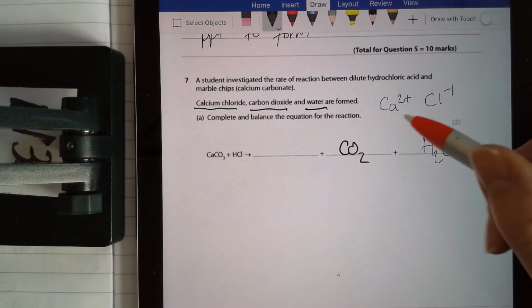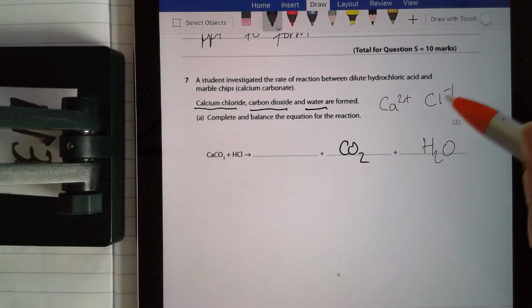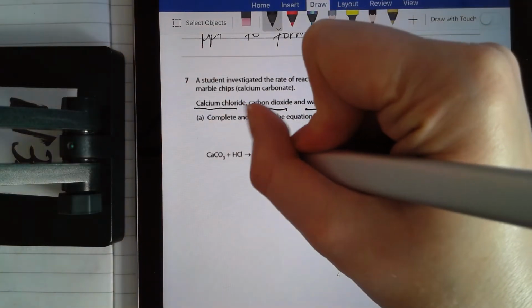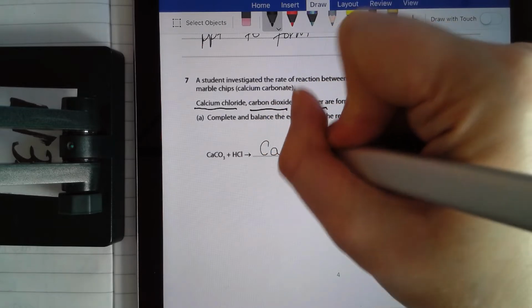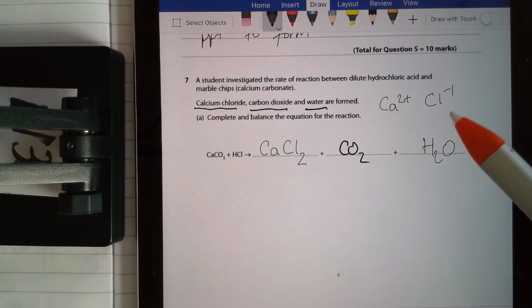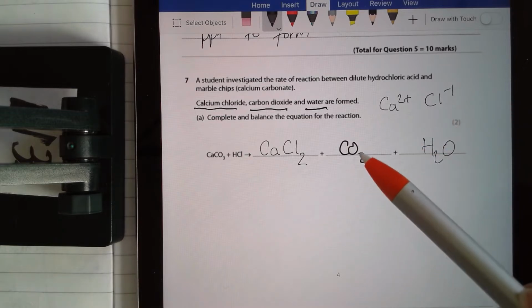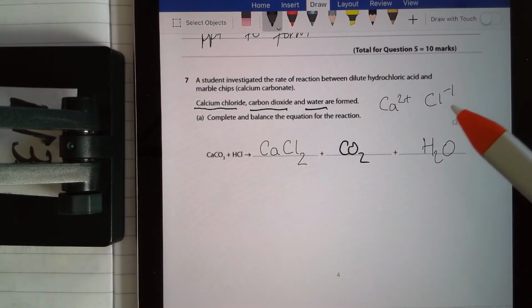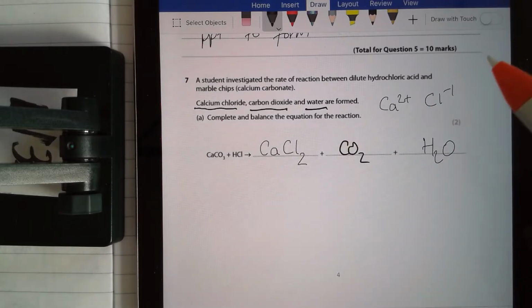I've got 2 positive charges. That means I need 2 negative charges. So I need 2 chlorines, and I'm going to write it as Ca, Cl, and a little 2. I'm using a small 2 because it's a chemical formula. They're actually bonded to each other. So once I've drawn this all out, that gets me 1 mark. So if you got that right, you get 1 mark, and you get a 2nd mark for balancing it.